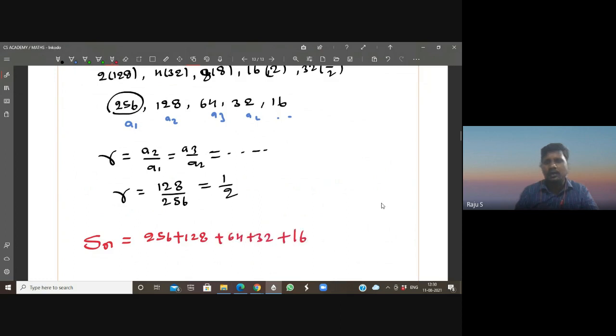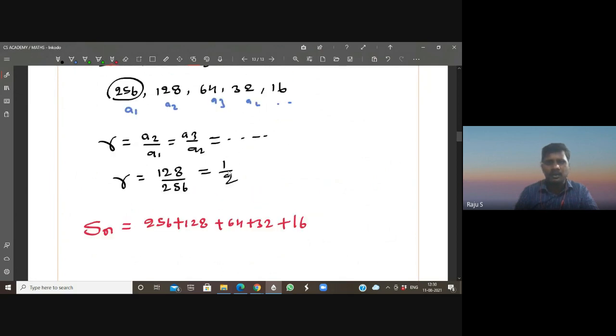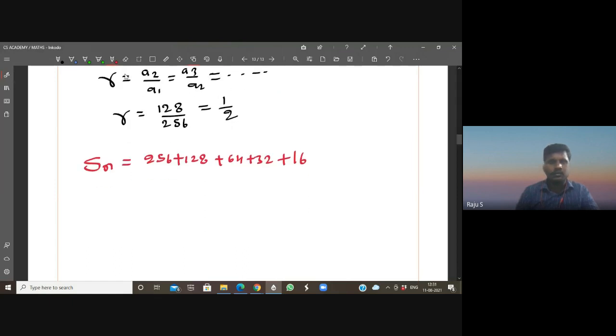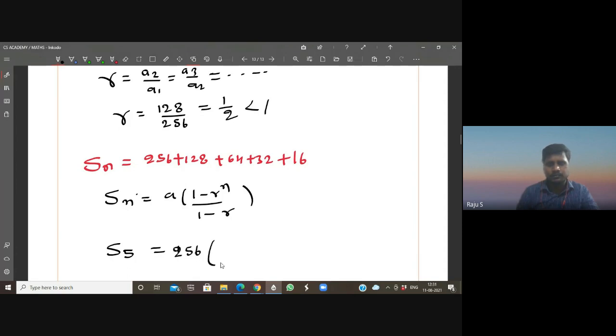We may calculate it directly also. We can easily find the sum directly. But in NCERT, you should not do like this. So what is the formula here? R is clearly lesser than 1. What is Sn formula? A into 1 minus R power n by 1 minus R. We know A, R and n values. S5, only 5 terms are there. 256 into 1 minus 1 by 2 whole power 5 by 1 minus 1 by 2.